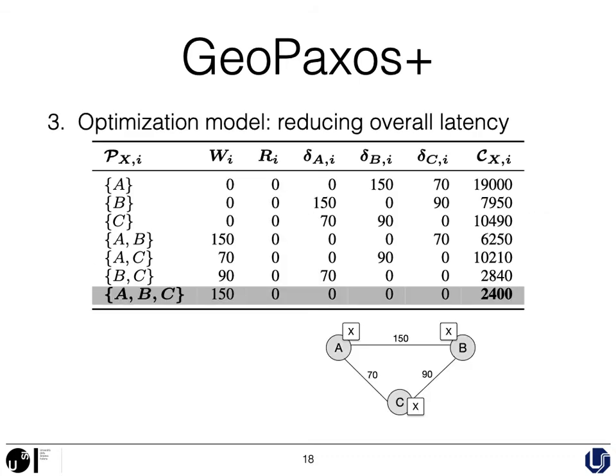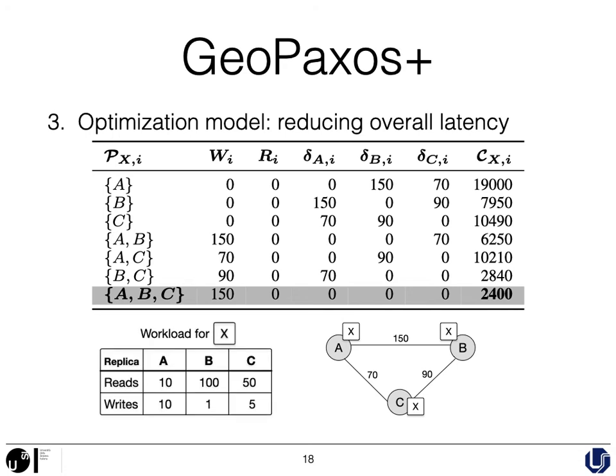So if we go back to our previous workload example, we have here the calculation for every possible configuration, and the final optimum configuration is the one where X is ordered by all of A, B, and C. In this configuration, the cost of a read operation is 0 for clients close to A, B, and C, and the cost of a write operation is 10 plus 1 plus 5, 16 write operations, times the farthest latency here, 150, which is the latency between A and B. So 16 times 150 is 2400.